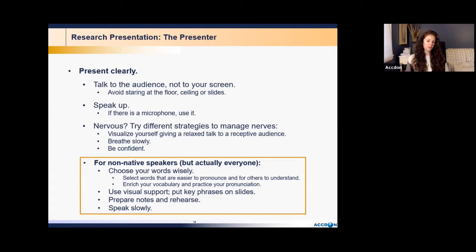It's also important, specifically for non-native speakers, that you use visual support. So again, if you are worried that one of your key messages might not make it across to the audience, put those key phrases in text on the slides. And again, preparation is key. It's okay to prepare scripts and notes and then rehearse them over and over again. And last but not least, speak slowly. That's very important. Some people might not be able to keep up with you if you're a fast speaker, and especially if your content is complex.